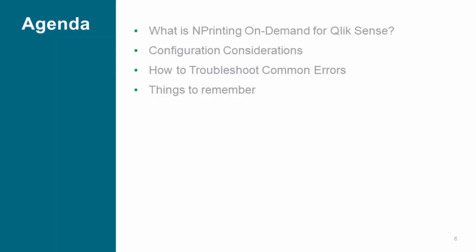Today we're going to be talking about what NPrinting On-Demand for QlikSense is. We're going to look at some specific configuration considerations. Definitely focus on how to troubleshoot some common errors and give everybody some resources and things to remember if they're looking for more details. So Frank, to get started, for people who really aren't that familiar, what is on-demand reporting?